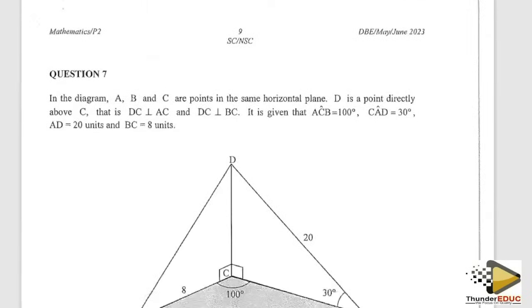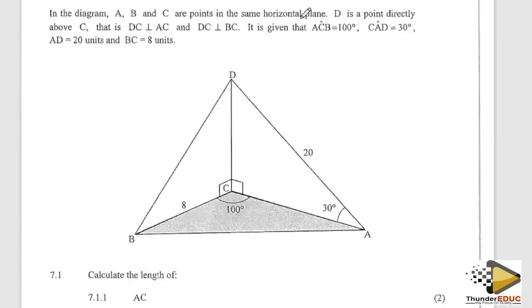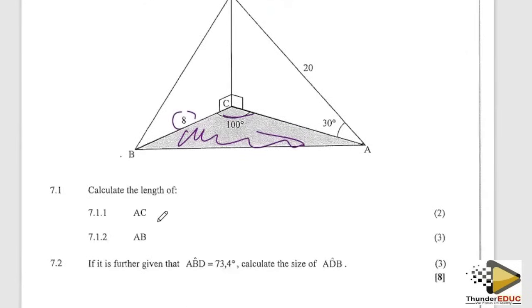Then question 7, they are telling us in the diagram A, B, C are points in the same horizontal plane. So horizontal is just the same flat surface, a plane on its own. D is a point such that it's above C, in that DC makes a 90 degree angle with AC, and the same with BC. It's given that ACB is 100, CAD is 30, AD is 20, and then BC is 18. So everything is indicated for us. Then they want us to get the length of AC.